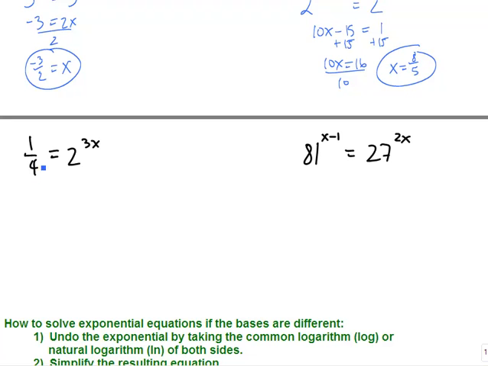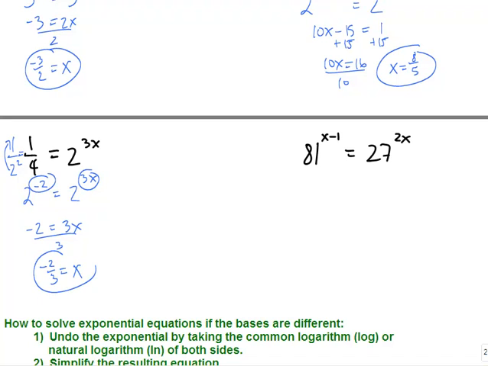On the next example, we have another fraction again. Remember that when you have fractions, then you're probably going to be using negative exponents. So we know that 4 is 2 squared. And if I take that 2 squared and move it up to the top, then this becomes 2 to the -2 equals 2 to the 3x. The bases now match, so we set our two exponents equal to each other, divide through by 3, and we get x equals -2/3.